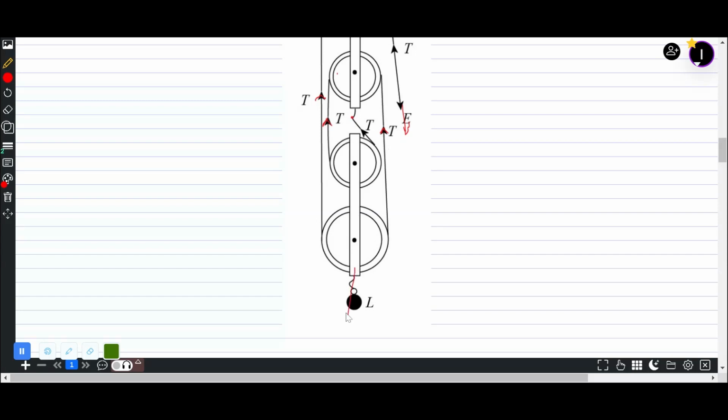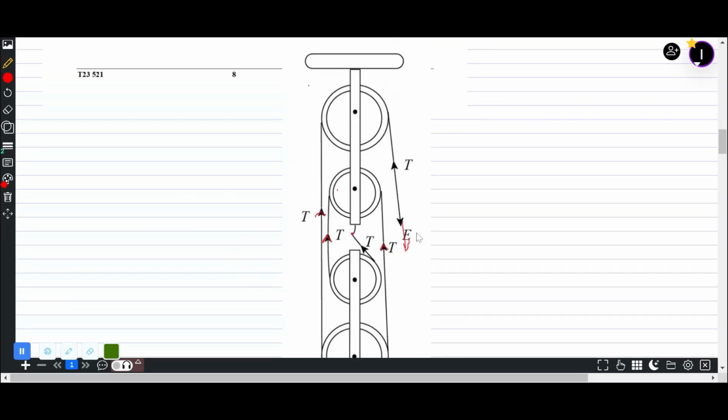And what is the weight? The weight is L, the load. That means the effort is T, and 4T is equal to the load. So load over effort is 4T over T. So you have a mechanical advantage of 4 times.